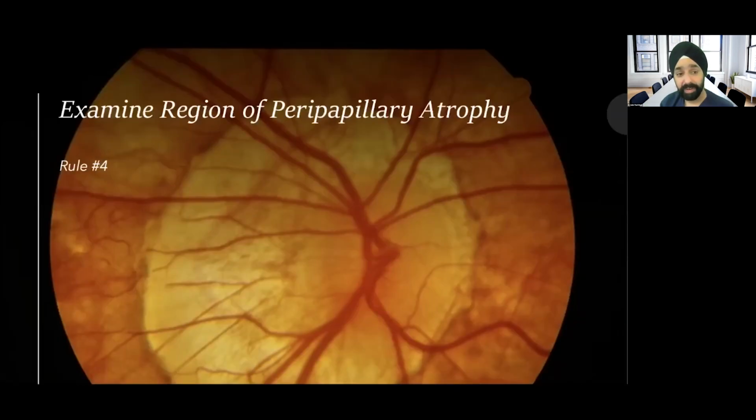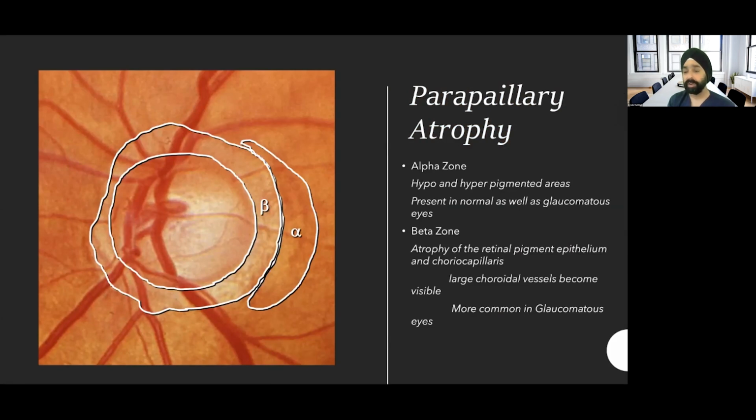Rule number 4, examine the region of peripapillary atrophy. So PPA can be tough because you have these myopic tilted discs. It's hard sometimes to evaluate a nerve when you have other issues like myopia or thin sclera. But for the average patient, you can differentiate alpha zone atrophy versus beta zone atrophy. Beta zone atrophy is basically the atrophy of the RPE and the choriocapillaris as well, and you start to see these larger vessels right at the edge of the disc itself. When you see those large choroidal vessels, you can identify beta zone atrophy. That will progress over time, and that is pathognomonic for glaucoma.